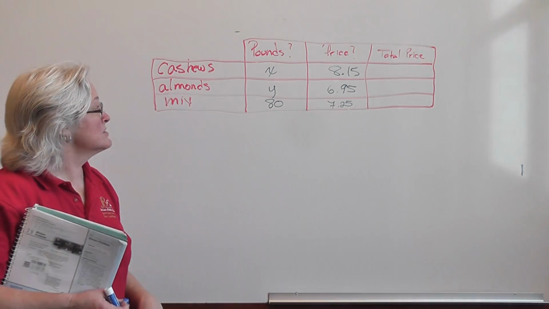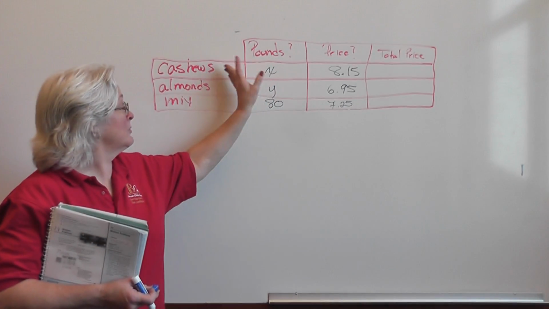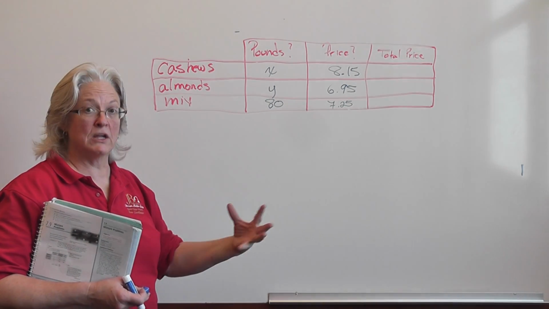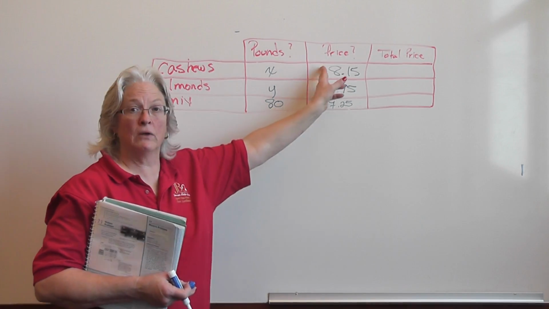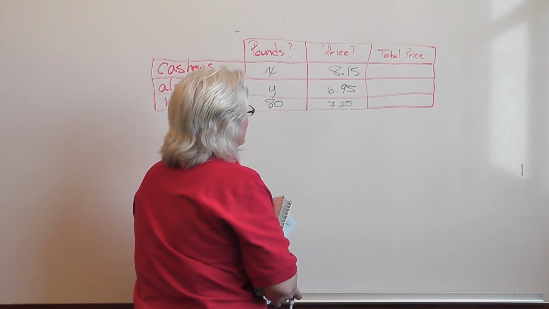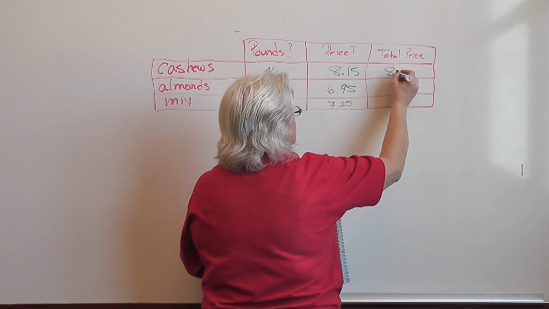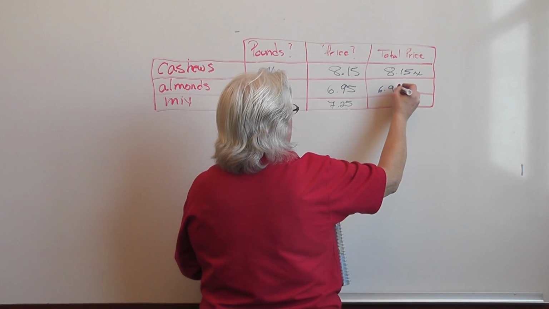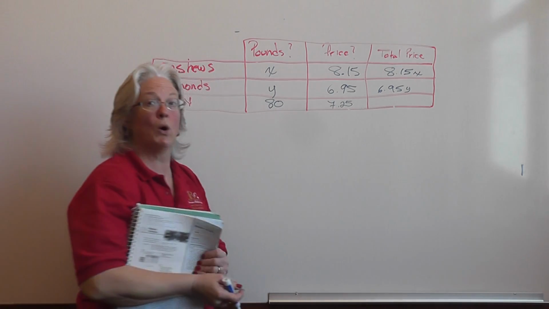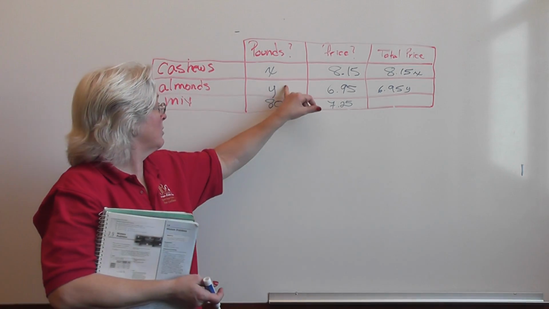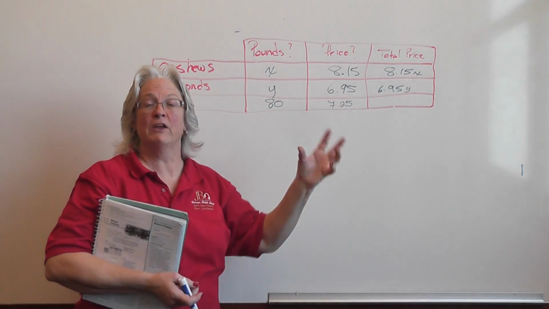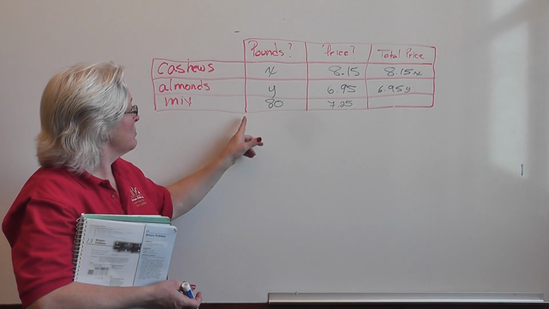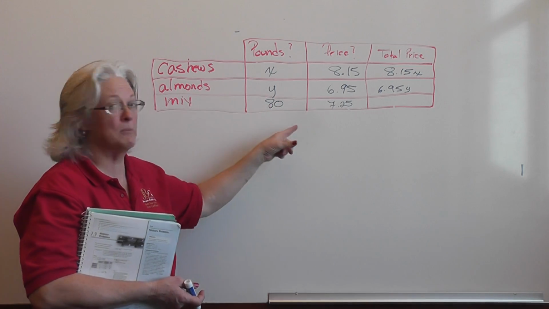Now, what is the total price? Well, the total price of the cashews that are being used in this mixture is going to be the price per pound, which is $8.15, times the number of pounds that we use. So we have 8.15x. Similarly, we have 6.95 times y for the price or the value of the almonds that's going into this mixture. So what is going to be our total price of the mix?